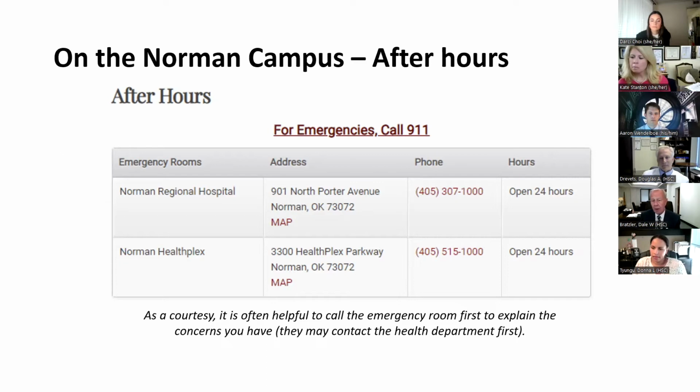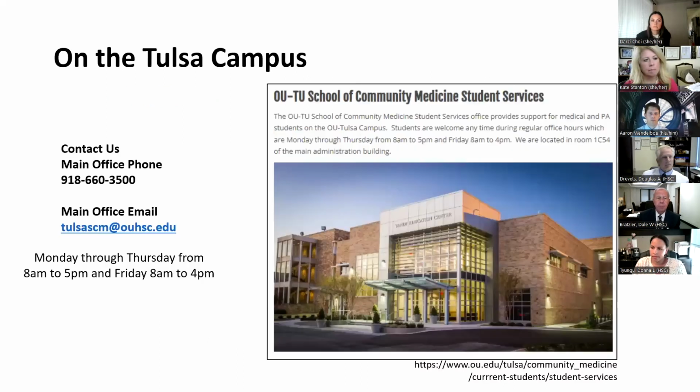On the Norman campus after hours, you can call either Norman Regional Hospital or Norman Healthplex, and those numbers are actually on the Goddard website if you need to look those up. On the Tulsa campus, the OUTU School of Community Medicine Student Services clinic is open from 8 a.m. to 5 p.m. Monday through Thursday and 8 a.m. to 4 p.m. on Friday, and call the main office number, which is 918-660-3500, or here's the email address for the Tulsa Community Medicine Student Services Center. So again, call first and they will instruct you. They may actually talk to the health department before they would ask you to even think about coming in.